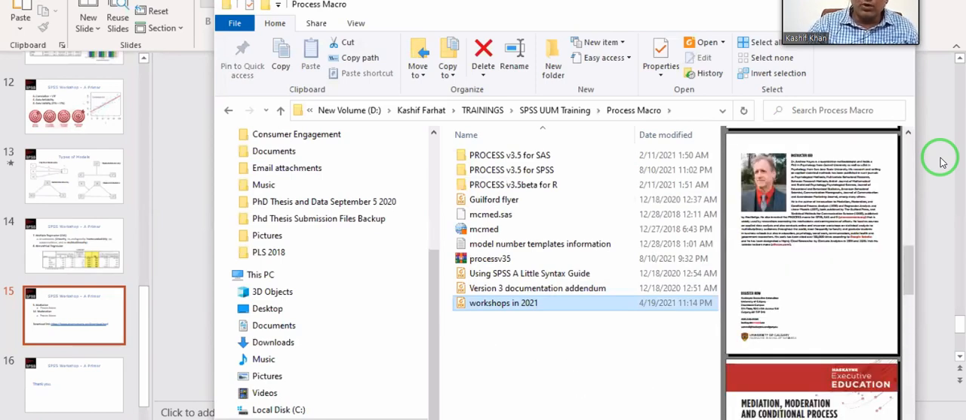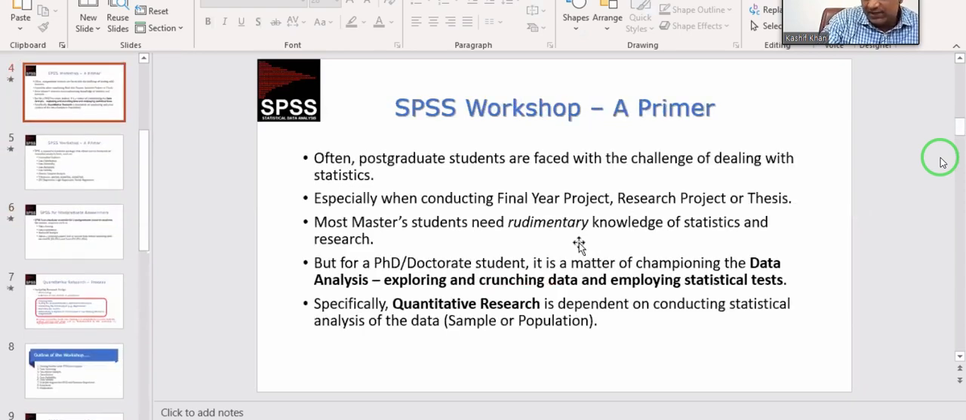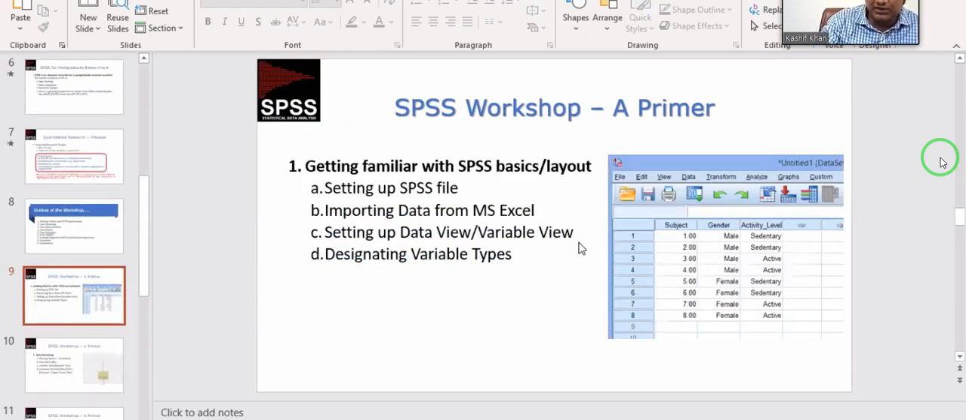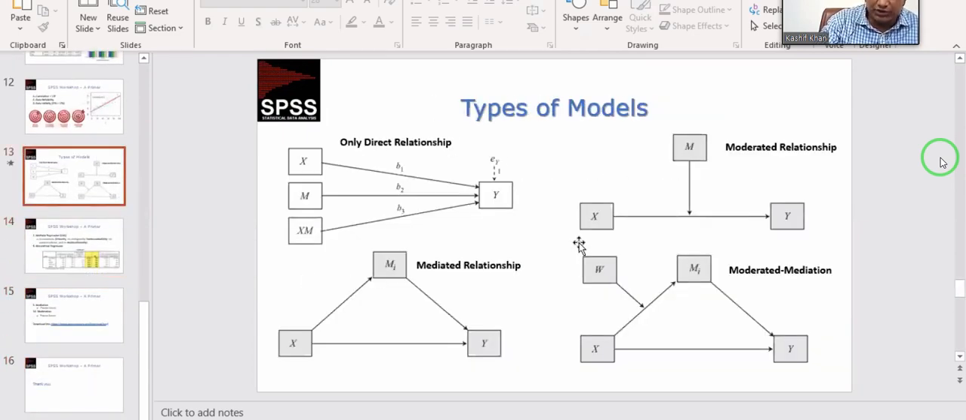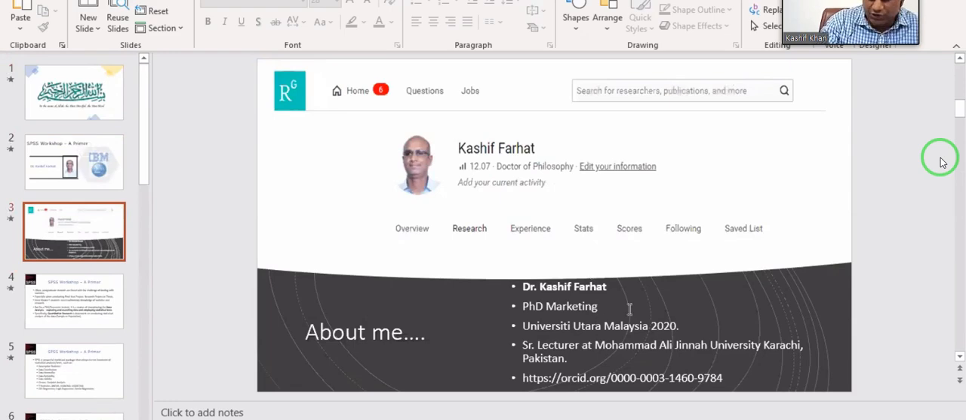There is another book, and I'll be sharing it with you in a while. That book is extremely helpful to understand all this process, and even to understand research and how all this is happening. The book is by Hayes, and it's called Introduction to Mediation, Moderation, and Conditional Process Analysis. I'll be sharing it with you in a while.